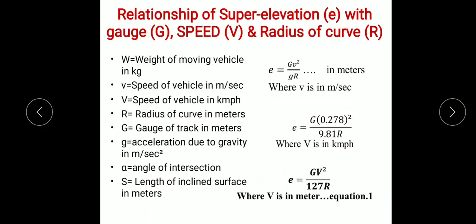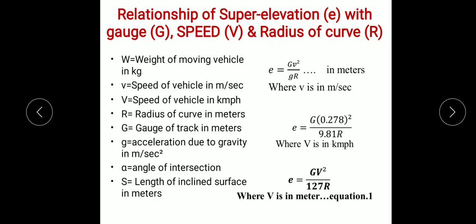Before obtaining the equation of super elevation, the notations used are: capital W is weight of moving vehicle in kg, small v denotes speed of vehicle in meter per second, capital V denotes speed of vehicle in kilometer per hour, capital R indicates radius of curve in meters, whereas capital G indicates gauge of track in meters. Small g indicates acceleration due to gravity in meter per second square, and alpha is the angle of intersection. And capital S is the length of inclined surface in meters.